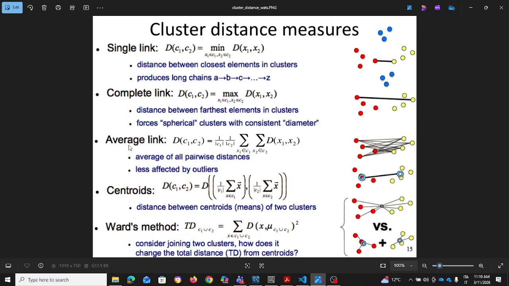And then we have another kind of distance which is centroids. So we take the centroid of one cluster, we estimate the centroid of another cluster. So this is the centroid of this cluster, the centroid of this cluster, and this is the distance now. Based on this we make the two clusters.